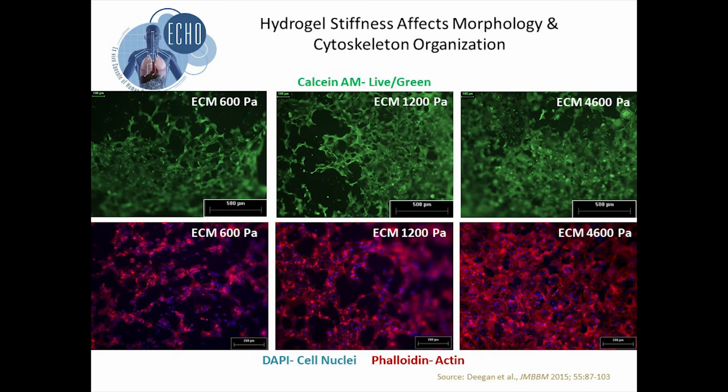Here's one more piece of evidence on how the stiffness of the hydrogel can affect phenotype. If you look at the bottom, that's Phalloidin staining, so this is organization of the actin cytoskeleton. And these are, once again, human primary hepatocytes at 7 days.